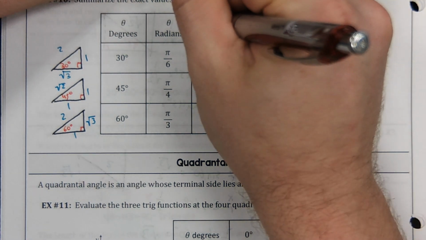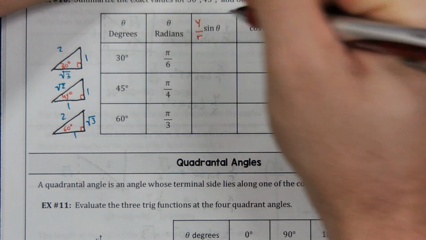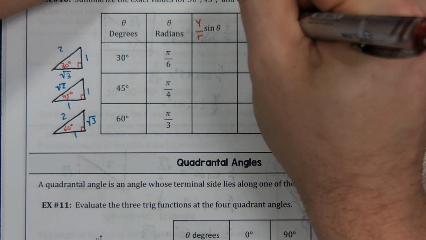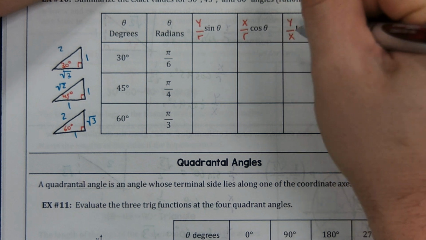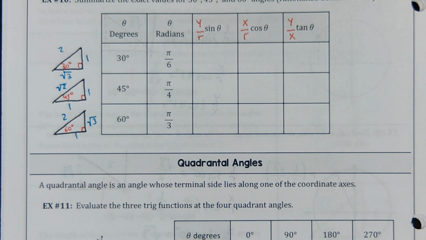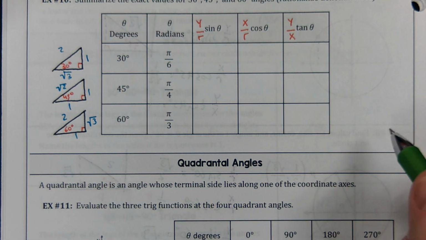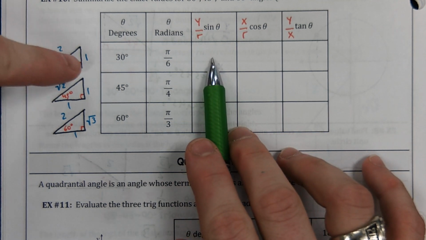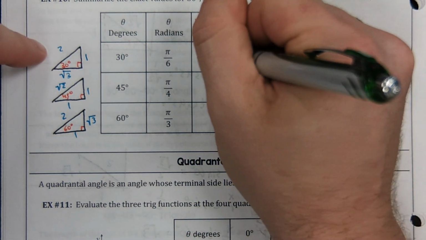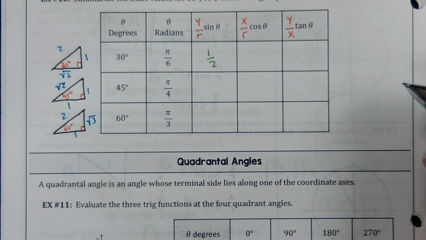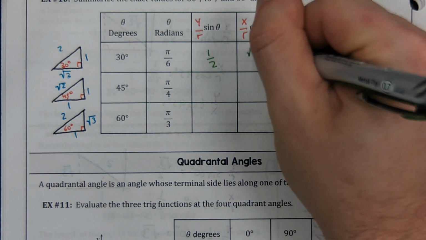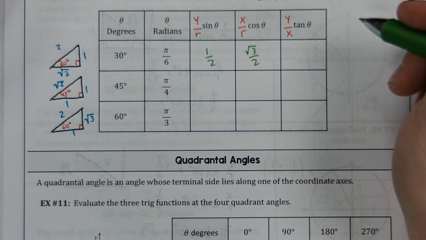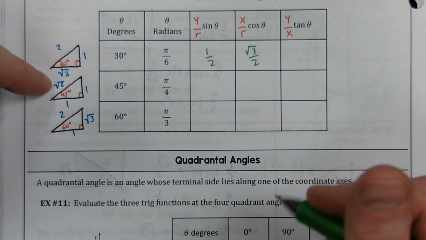Sine is always found by y over r. Cosine is always found by x over r. And tangent is always found by y over x. Now we just fill them out. Here, sine is y over r, 1 over 2. Cosine is x over r, root 3 over 2. Tangent is y over x, 1 over root 3.